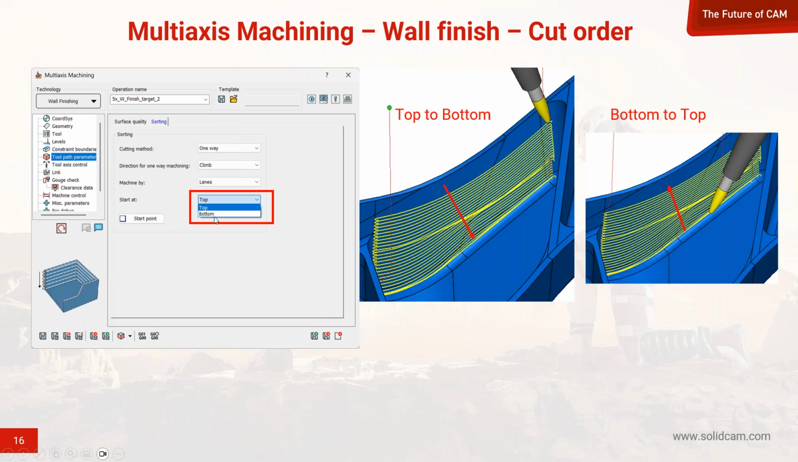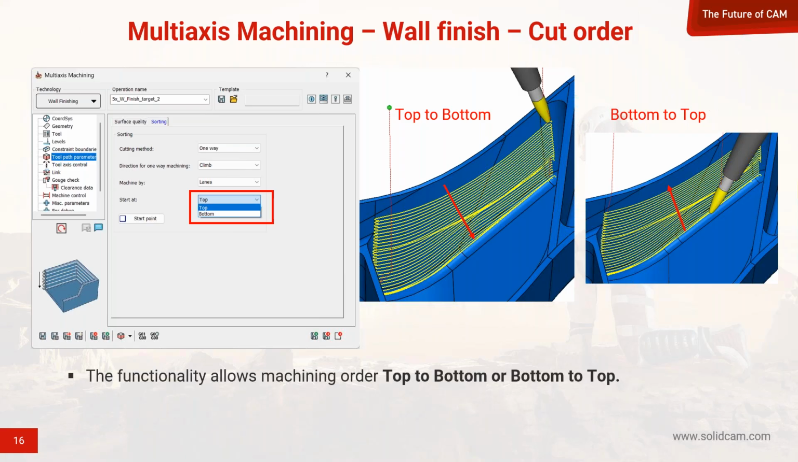So now the cut order, you can machine from the top to bottom or bottom to top. This might look simple but very effective, because SolidCAM gives flexibility to the user to define how the machining order should be. Especially in the deep cavities on steep areas, machining bottom to top ensures better surface finish, smoother tool engagement, and it also helps us with safe chip evacuation.